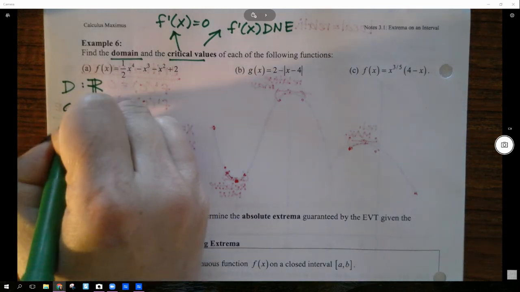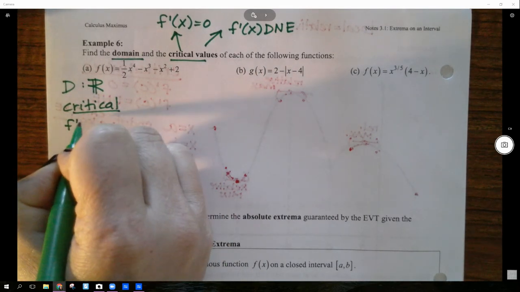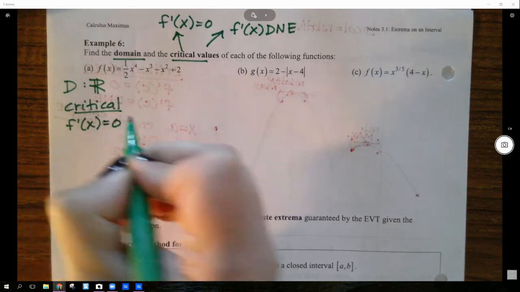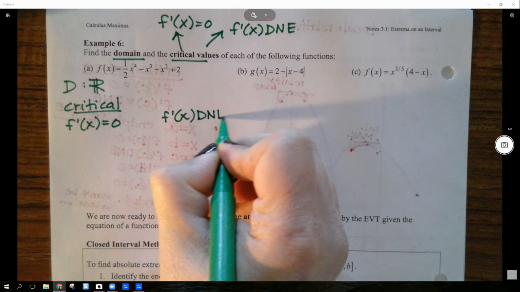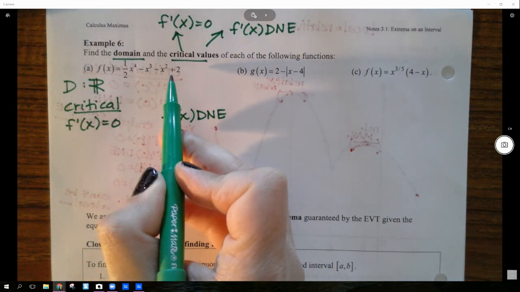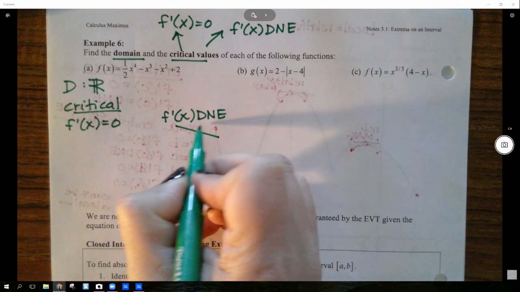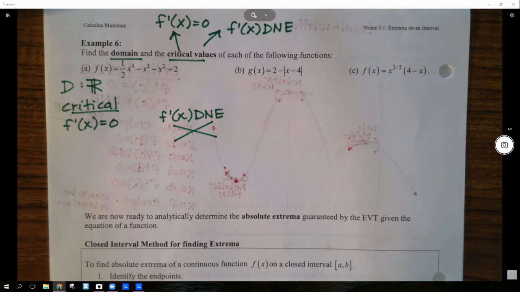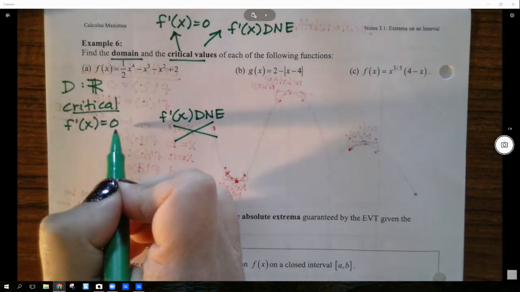And so our critical values will be when f prime of x equals 0 and when f prime of x does not exist. Well, since this is a nice polynomial, it's continuous, there's no vertical asymptotes, there's no corners, there's no cusps. We're not going to have any critical values from where the derivative does not exist. It's going to exist everywhere. So now we're going to find where the derivative would equal 0.